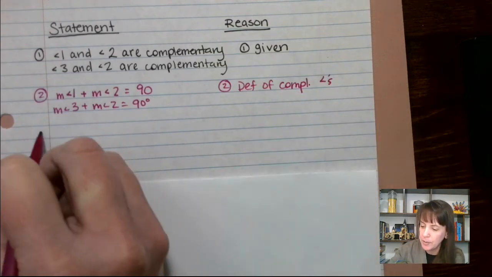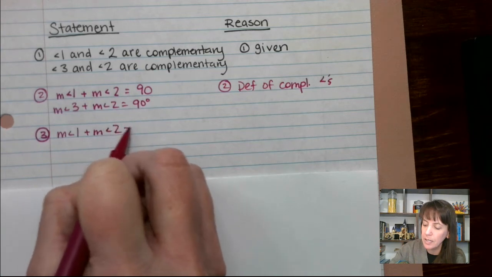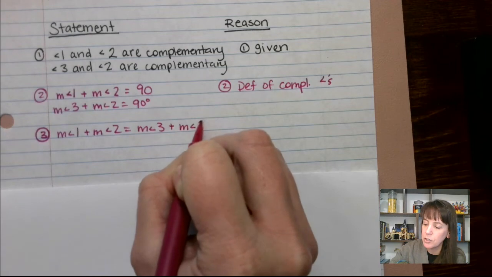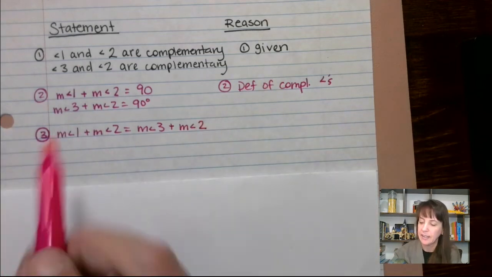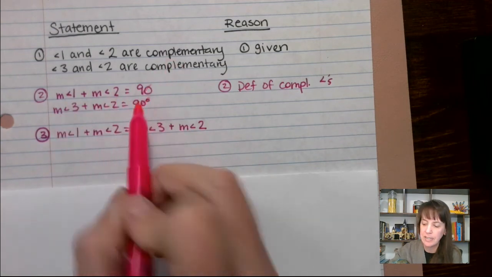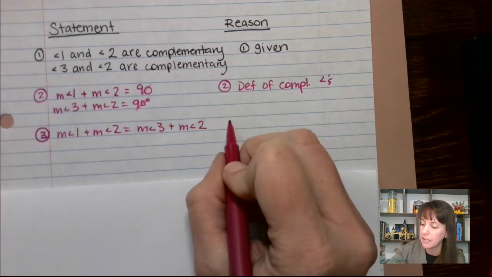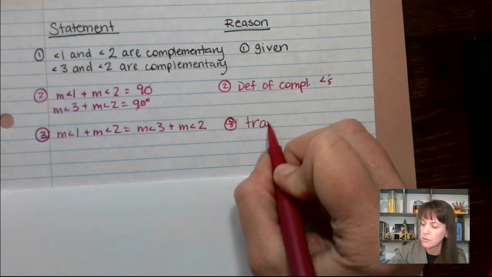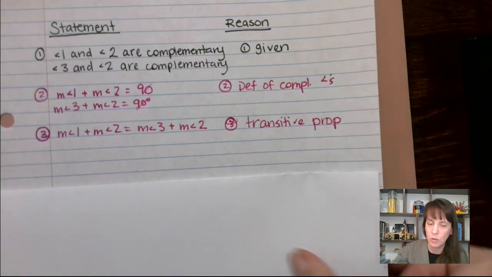What we can do is say, all right, well, the measure of angle 1 plus the measure of angle 2 equals the measure of angle 3 plus the measure of angle 2. That's because we said, hey, this garbage equals 90 degrees, this garbage equals 90 degrees, therefore they have to equal each other. I cut out that middleman and just set them equal to each other. That again is the transitive property. A lot of kids get confused between the transitive and the substitution. But if you can cut out a middleman, it is the transitive property.